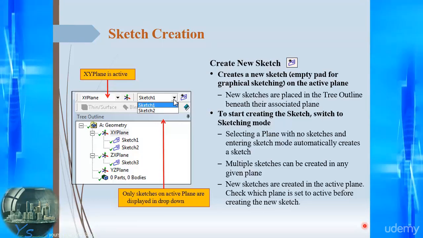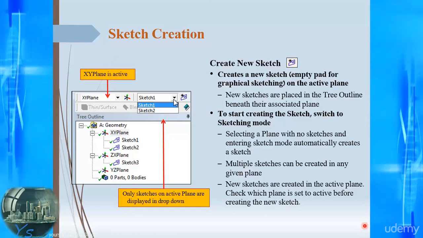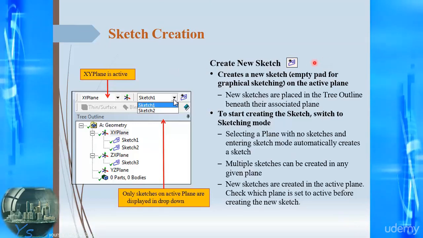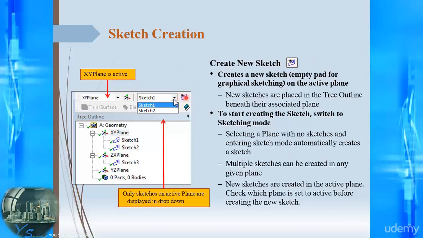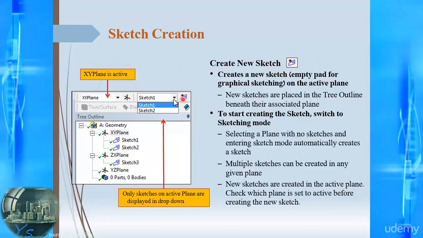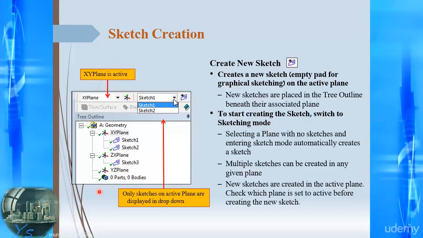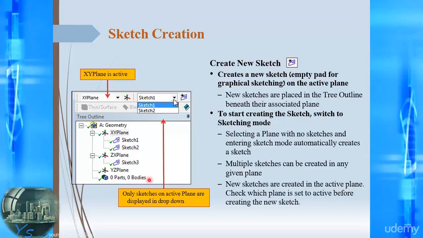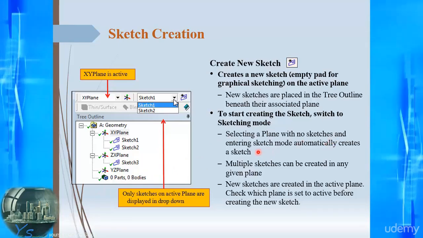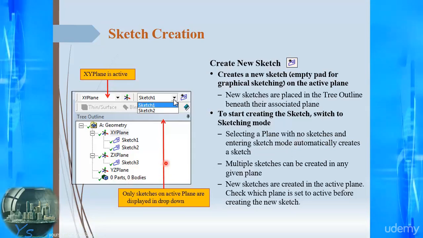And we can create a sketch for the plane which is the active one by selecting this small icon here, which is at the top, which you can just see on the right hand side there, and that will create a new sketch for the active plane. To start creating the sketch, we can go directly into the sketching mode, so that if we select a plane with no sketches, we can then enter sketch mode automatically to create a sketch.